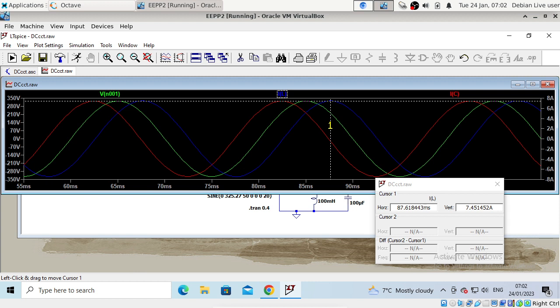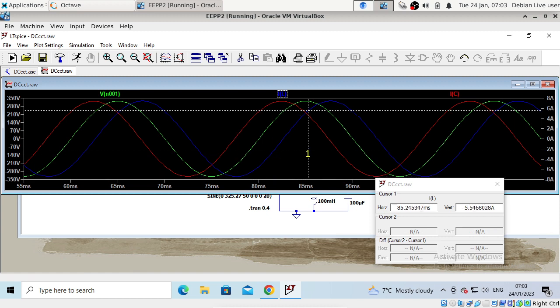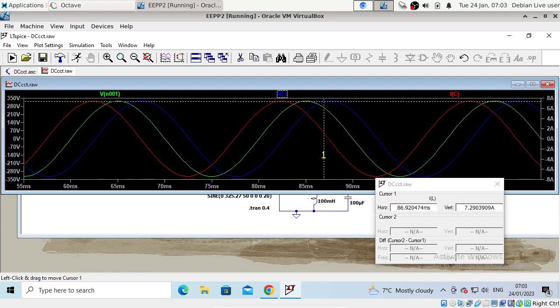7.45 is what I'm getting there. So that's the peak current in amps. And if I bring it down to the negative peak here, yeah, you can see it's minus 7.45-ish as well. So it's good agreement there between the calculated value from Octave or MATLAB and the simulated value here.